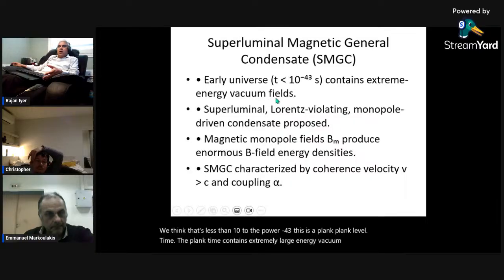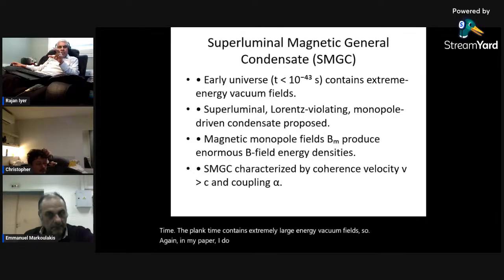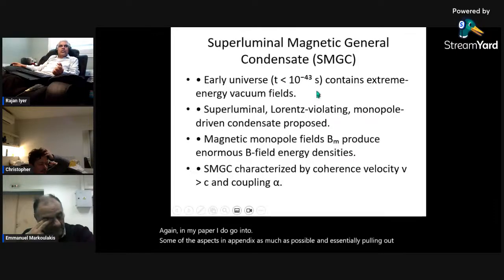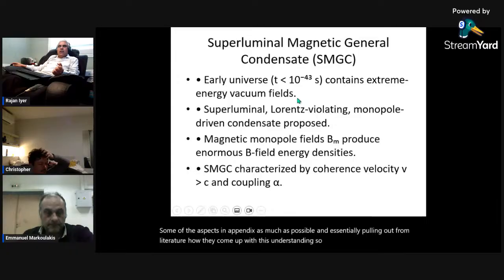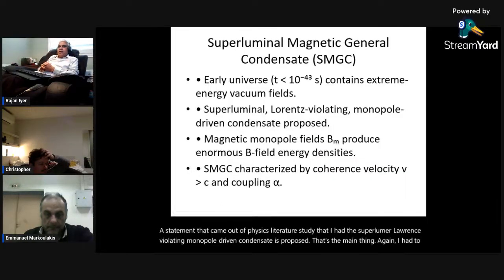So again, in my paper, I do go into some of the aspects in the appendix as much as possible, and essentially pulling out from literature how they come up with this understanding. So it's essentially a statement that came out of the physics literature study that I had. The superluminal Lorentz violating monopole-driven condensate is proposed. That's the main thing. Again, I have to be humble in saying that. Again, this is a conjecture, or in some ways, an assumption or a hypothesis.